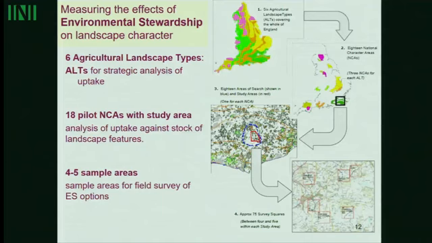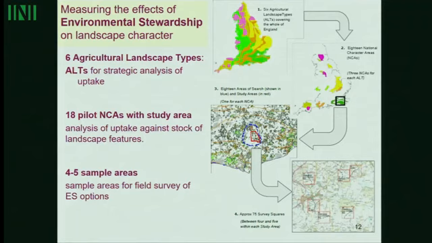But this work was dated around 2012, 2013, and it set up a way for us to monitor the effectiveness of environmental stewardship in the maintenance and enhancement of landscape character. And this was NCA based as well. The NCAs were divided into 6 agricultural landscape types, and that's the map at the top. And within this work, much of it was carried out with Land Use Consultants, so it's working collaboratively with practices.